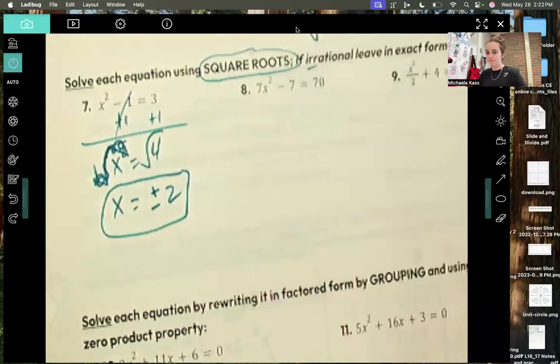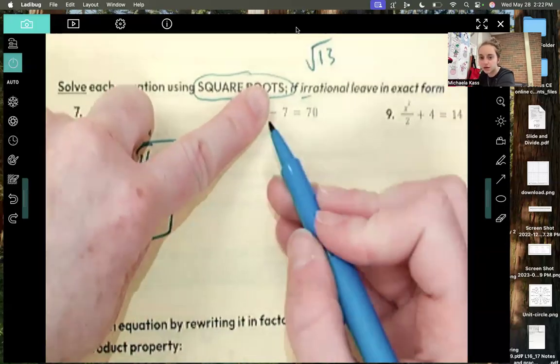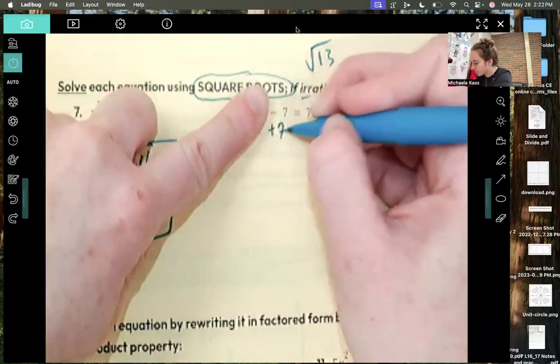All right. Number 8. Again, same steps. Cover up the variable. There it is, covering all that up. It says minus 7. So we're going to add 7 to both sides.